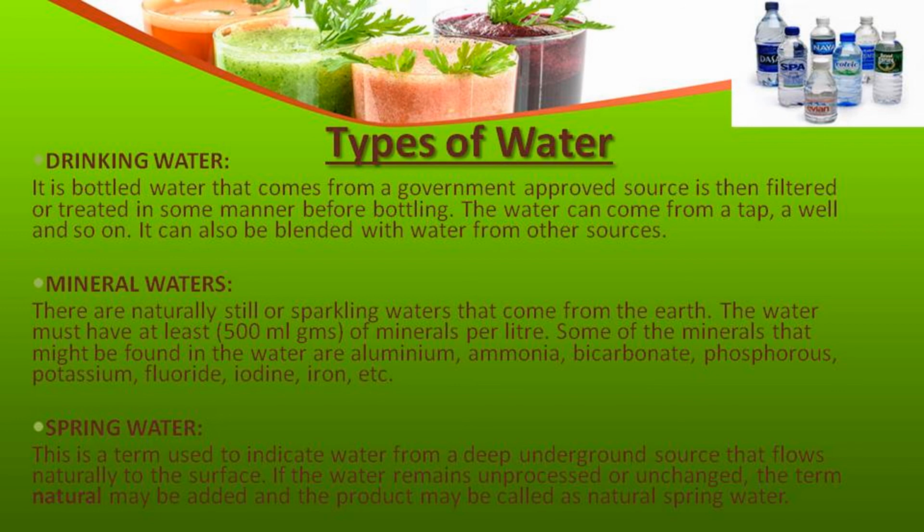Sparkling mineral water is labeled as carbonated natural mineral water, naturally carbonated natural mineral water, or natural mineral water fortified with gas from spring. The water must have at least 500 milligrams of minerals per liter. Then we have spring water. This is a term used to indicate water from a deep underground source that flows naturally to the surface. If the water remains unprocessed or unchanged, the term natural may be added and the product may be called natural spring water.